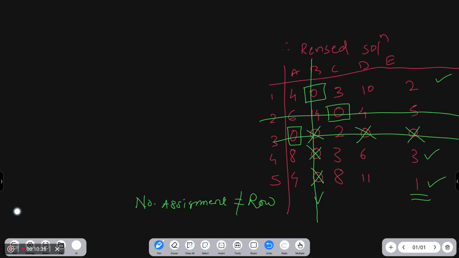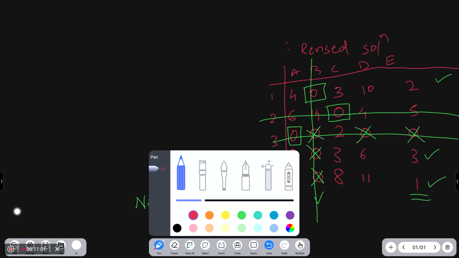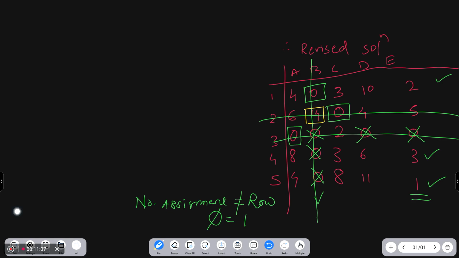As per the algorithm I already explained to you, the smallest value is always denoted by theta. You have to subtract this theta value from all the elements which are uncovered, right? And you have to add it where? At the intersection point. Now this is my intersection point and this is also my intersection point. Any more intersection? No. Therefore, what will be the revised solution?